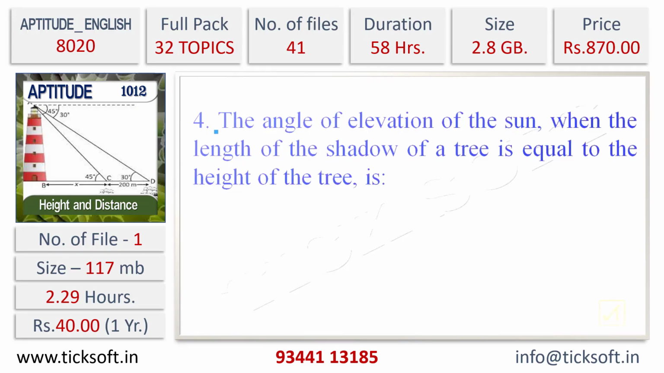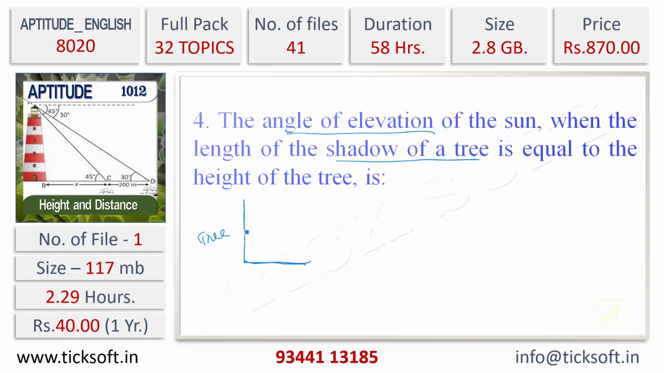Now we have the fourth question. The fourth question is: the angle of elevation of the sun when the length of a shadow of a tree is equal to the height of the tree is. So here, listen, we have a tree and we have the shadow of the tree. Let us take this to be the ground level and this to be the tree. So this is the tree. And now we are going to take this as the shadow of the tree. And now it is given that we have to find the angle of elevation.